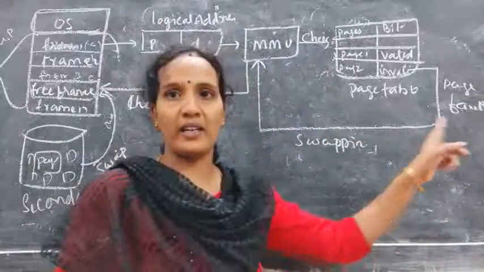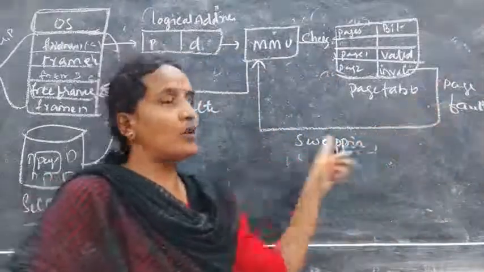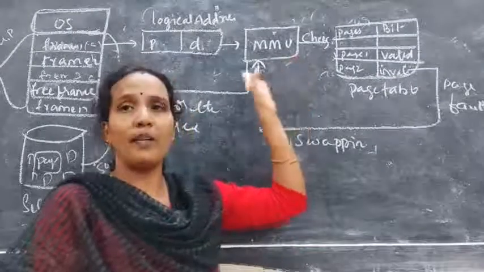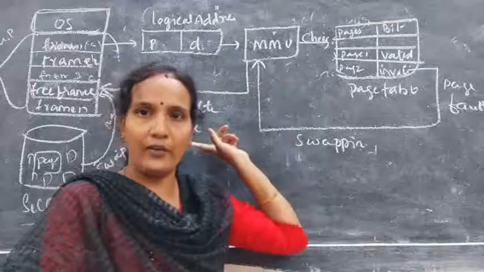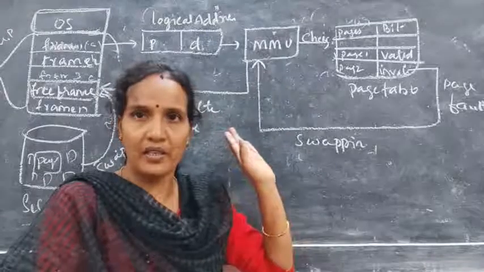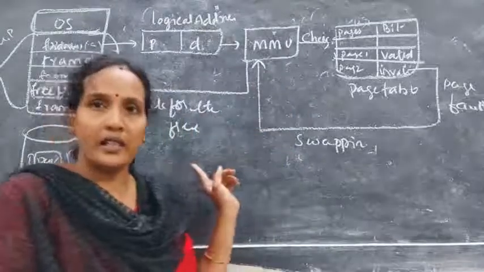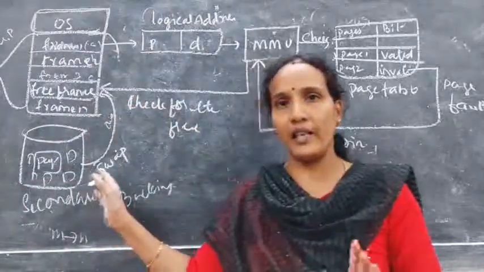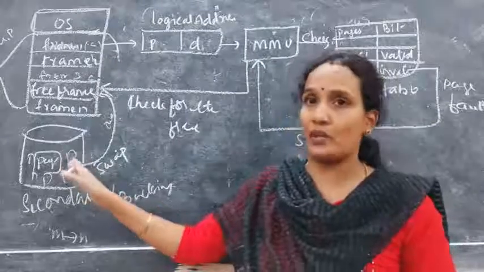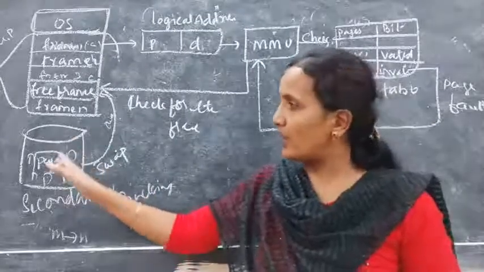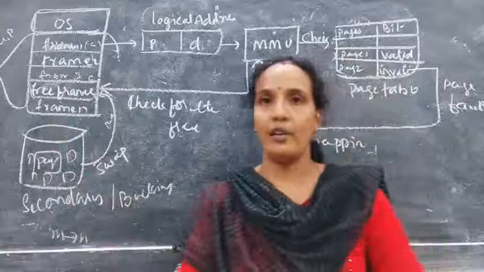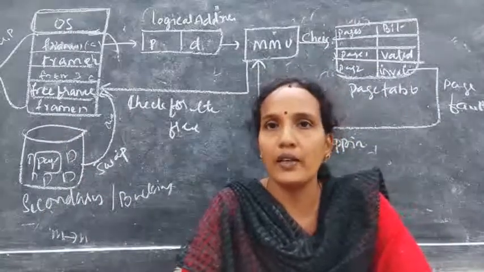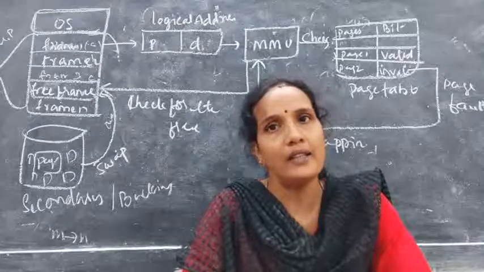When the page fault occurs, control goes back to the memory management unit, which is part of the OS. Then it will search for a free frame. And if the free frame is there, again it will go to the secondary storage device, the backing store. In that backing store, if the required page exists, that page is swapped from the secondary storage to the main memory, wherever the frame is free. Understood? So this is about virtual memory and demand paging.